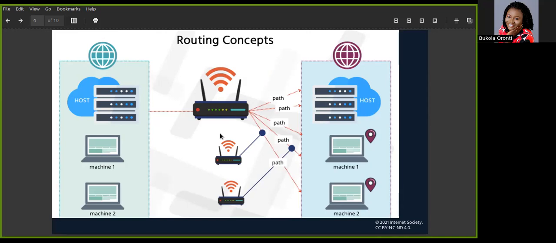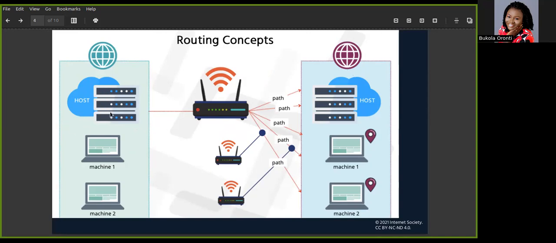Now, a routing protocol is a protocol that is used for identifying or announcing the network path. So in this case, what is a protocol? A protocol is just a standardized way of formatting data so that any connected computer can understand the data being transferred.